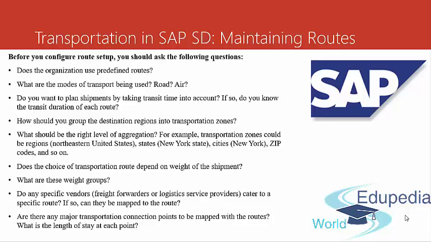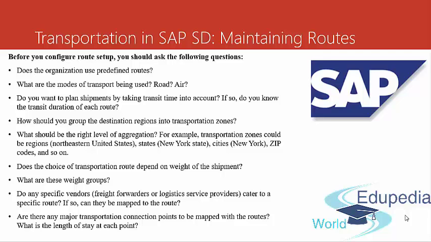Does the organization use predefined routes? What are the modes of transport being used? Road, air, ocean? Do you want to plan shipments by taking transit time into account? If so, do you know the transit duration of each route? How should you group the destination regions into transportation zones? What should be the right level of aggregation? For example, transportation zones could be regions, states, cities, zip codes, and so on. Increasing the level of detail may improve accuracy, but the number of routes would increase as well.